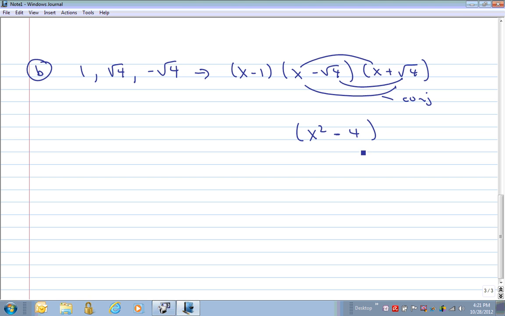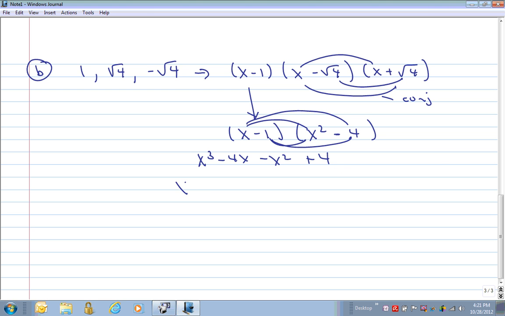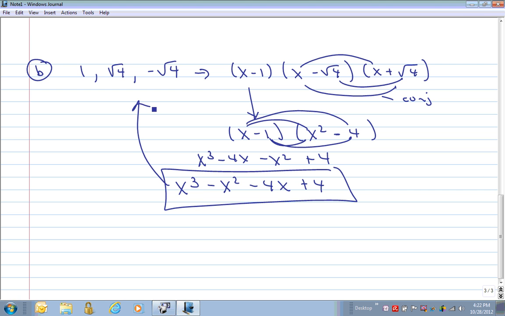Alright, so now we have x squared minus 4, and we'd multiply times x minus 1. And we'd FOIL these. First times first would give us x cubed. Outsides would be negative 4x. Insides would be negative x squared. And last would be positive 4. If we put that in standard form, we would have x cubed minus x squared minus 4x plus 4. And that would be our polynomial given those zeros. Alright, go Bearcats. Let's move on.